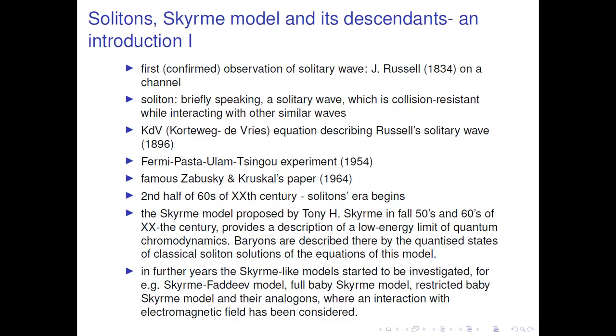And now the Skyrme model. The Skyrme model was proposed by Tony Hilton Skyrme. His first paper was, as I remember, in 1957 or 58, and of course in the next years. This provides a description of a low energy limit of quantum chromodynamics. This was the first original application of the Skyrme model. Baryons in this model are described by the quantized states of classical soliton solutions of the equations of this model. Of course, such equations are very complicated: non-linear partial differential equations of second order.